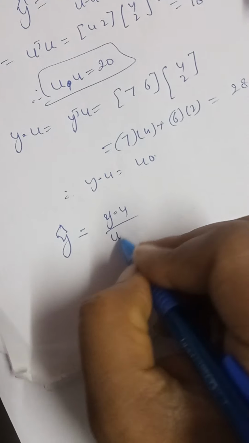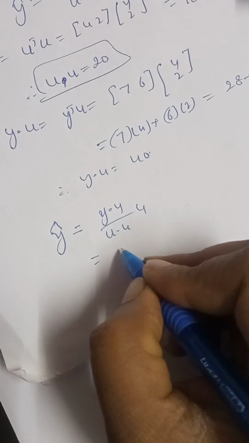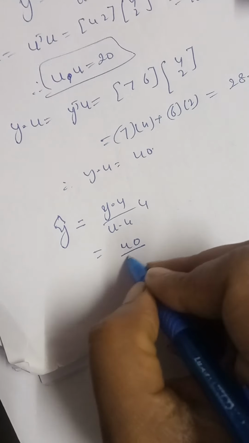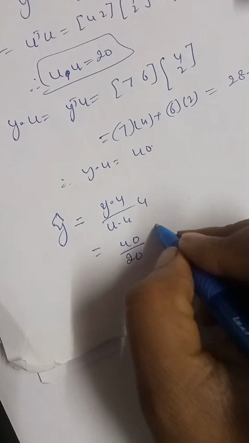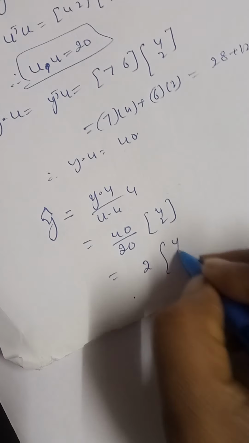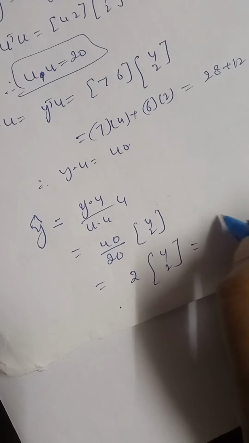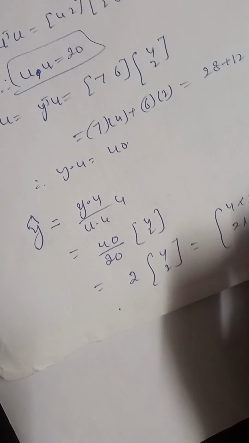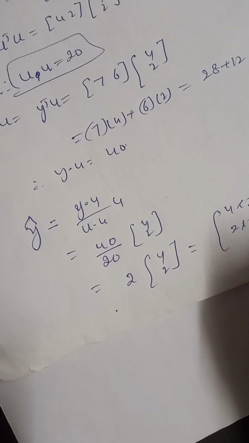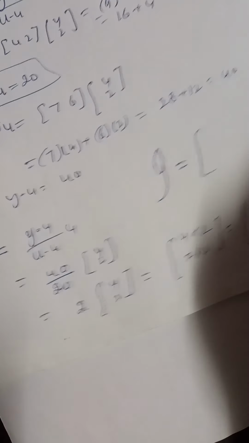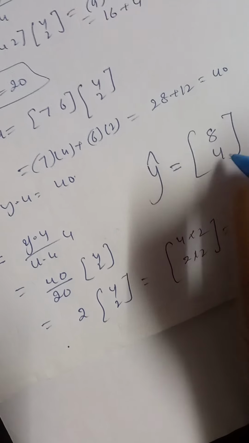The orthogonal projection y cap is equal to, now what is the formula? Y dot u by u dot u into u, which is equal to y dot u is 40 by u dot u is 20, into u, which is 4, 2. Right? Now here we will get 2, no? 2 into 4, 2. Simplify this one: 2 into 4, 2 into 2. This is equal to 8, 4. Therefore, the orthogonal projection of y onto the vector u is equal to 8, 4.